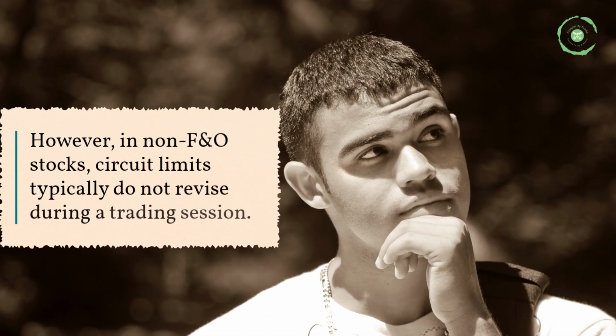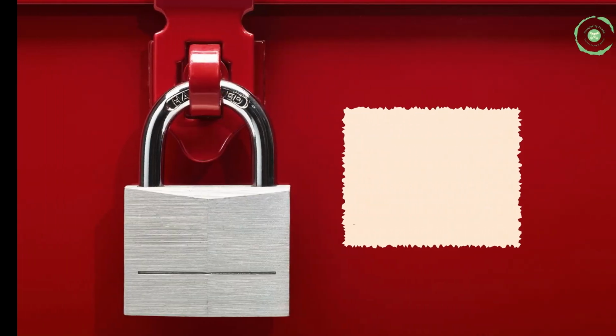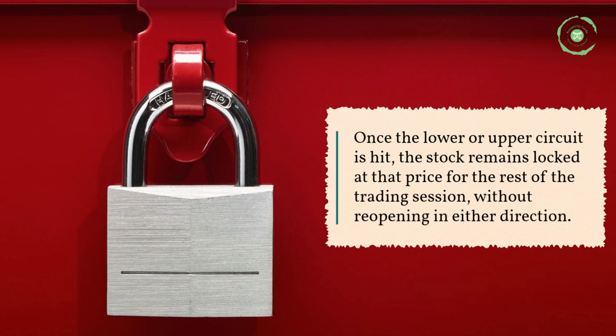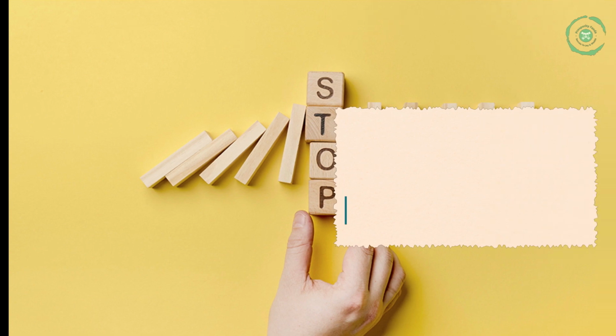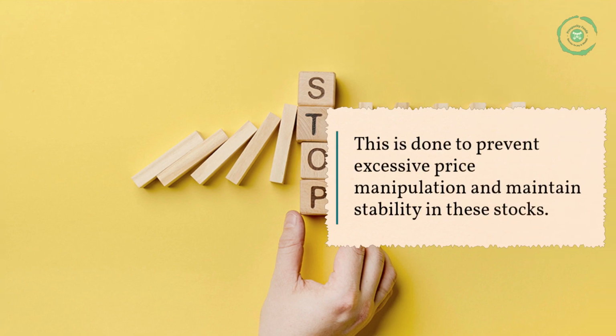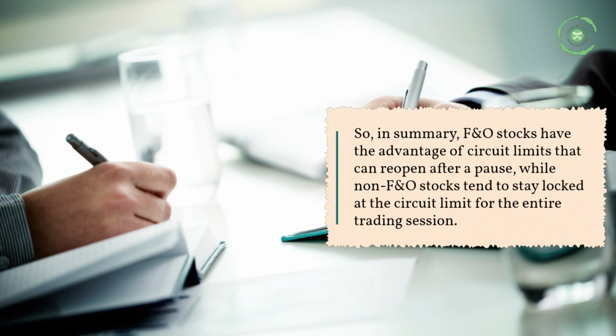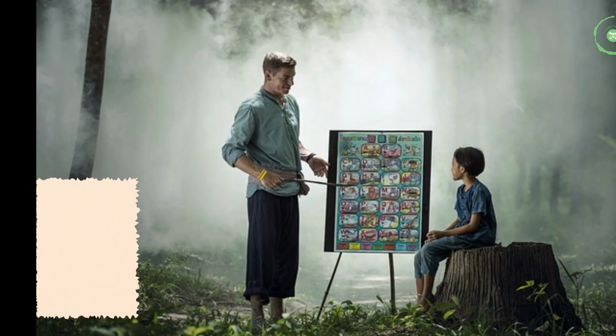However, in non-F&O stocks, circuit limits typically do not revise during a trading session. Once the lower or upper circuit is hit, the stock remains locked at that price for the rest of the trading session, without reopening in either direction. This is done to prevent excessive price manipulation and maintain stability in these stocks. So, in summary, F&O stocks have the advantage of circuit limits that can reopen after a pause, while non-F&O stocks tend to stay locked at the circuit limit for the entire trading session.